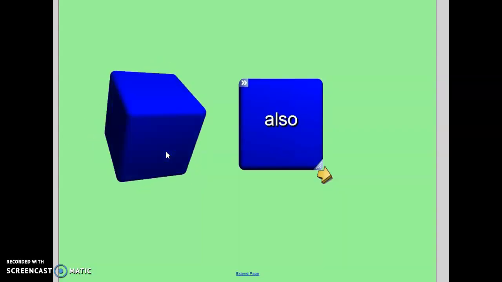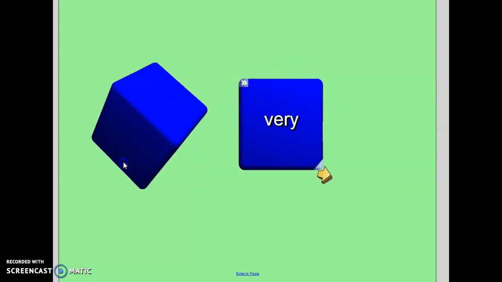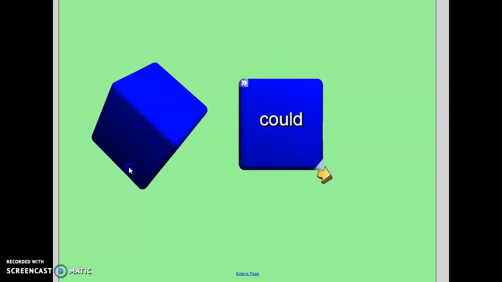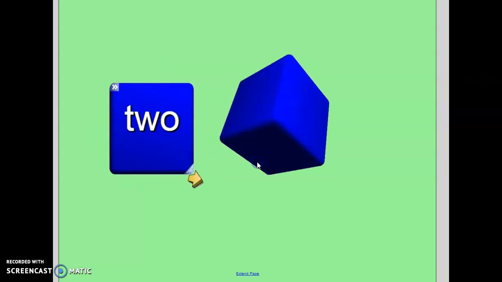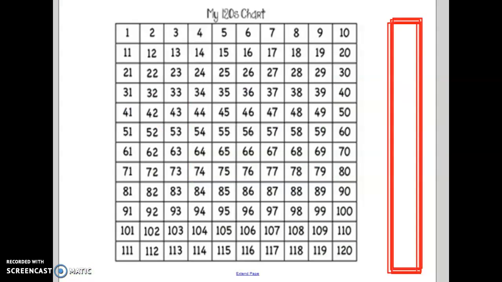Know these words. Here we go. Put, very, buy, could, to, some.